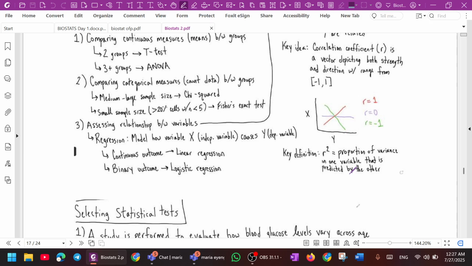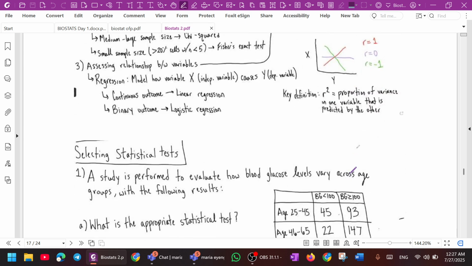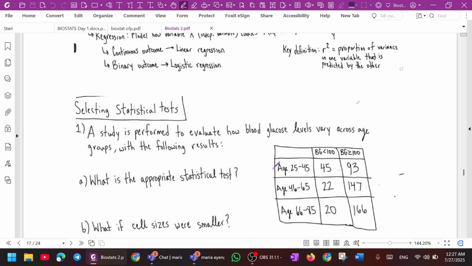So yes, let's take this comparing groups. Okay, so now are we comparing more than, sorry, are you comparing three age groups? So is it ANOVA? You are trying to find first, are you comparing numbers between the groups, or are you comparing categorical data? That's what you're trying to find.